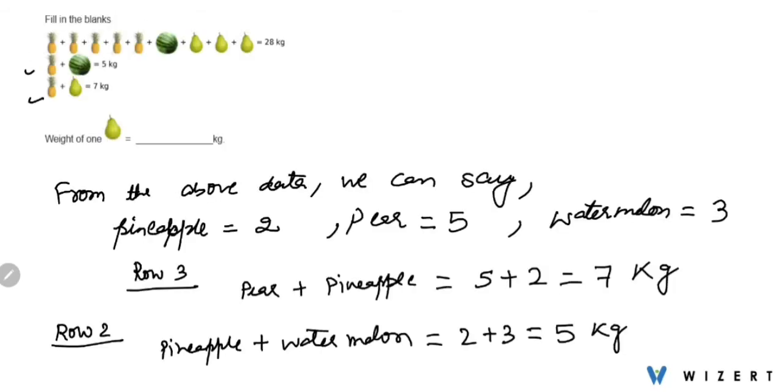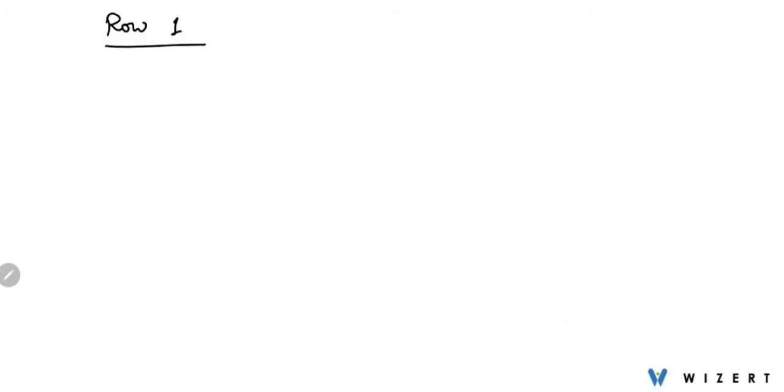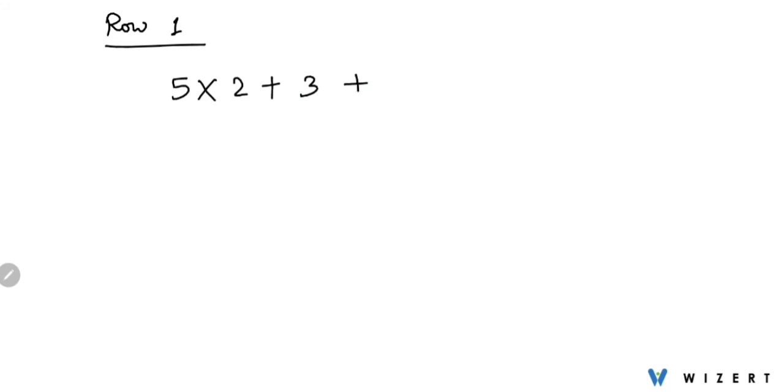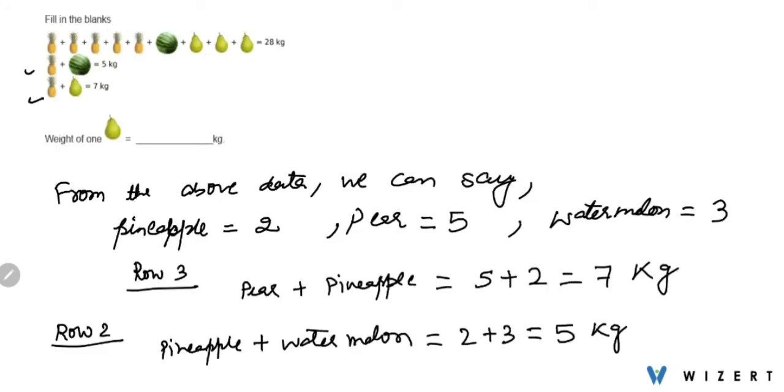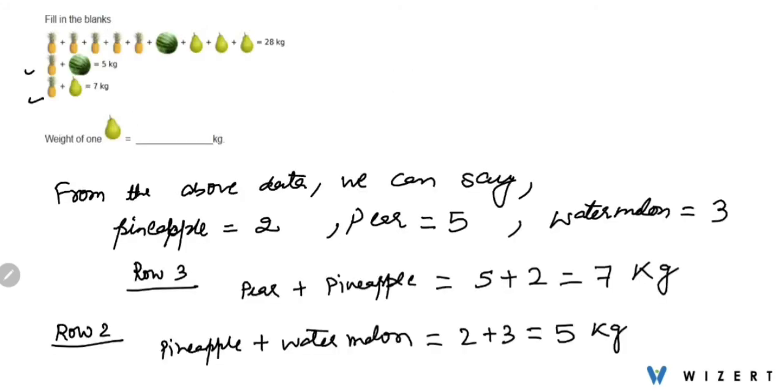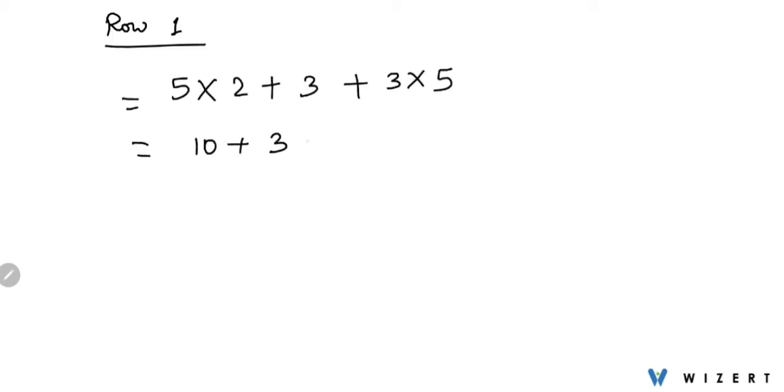Now let's see row 1. In row 1 we have 1, 2, 3, 4 and 5 pineapple. So 5 multiplied by 1 pineapple value, which is 2. Now plus there is 1 watermelon, which is 3, plus there are 3 pear, and 1 pear value is 5, so 3 multiplied by 5. Let us see if this is equal to 28 or not, then our assumption is correct. So 10 plus 3 plus 15 gives 28 kg.